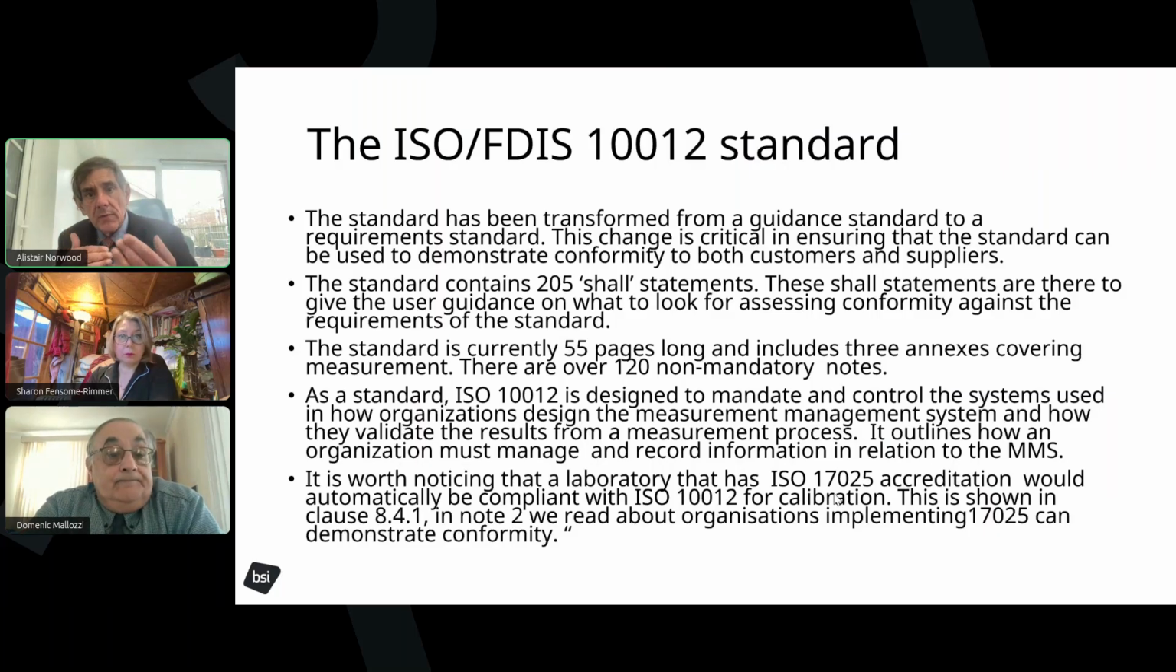When Sharon, Dom and I wrote it, we wrote 105 shall statements. These were just to help understand people who don't normally work in metrology. This standard was written for non-metrologists. And because it was written for non-metrologists, there's a whole lot of shall statements. It's 55 pages long and 3 annexes. It really is there to help. It's a standard that's there not to bamboozle you, not to make you difficult. It's a standard there to help you.